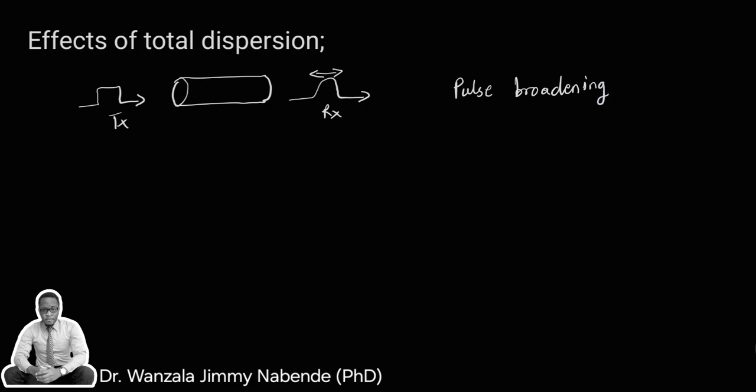Then the second effect is that if this is our fiber, if two perfect signals pass through, or as many as possible, are transmitted through the optic fiber, this is what we shall see. There will be an overlap, creating what we call bit error.